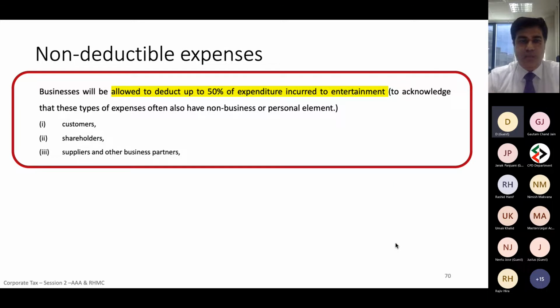Now here, businesses are allowed 50% of expenditure incurred on entertainment. This entertainment can be on customers, shareholders, suppliers, and other business partners. Definitely a business purpose has to be there. You need to establish that this was done from a business purpose. Still, if it's entertainment, prove that it is the right entertainment from a business perspective. 50% is the deduction allowed, so 50% will be added back to the income for the calculation of taxes.